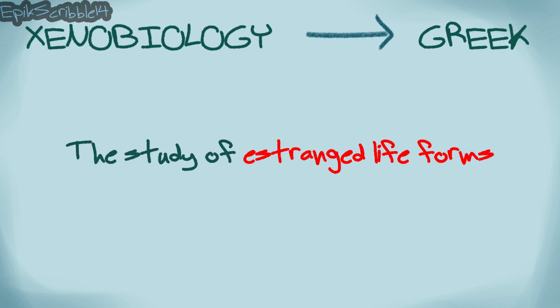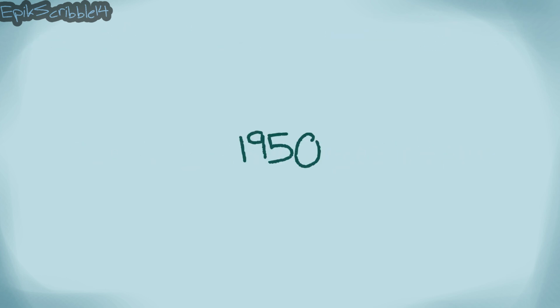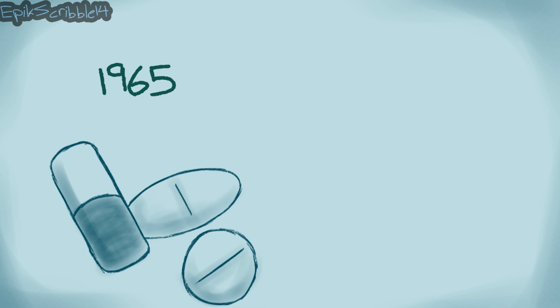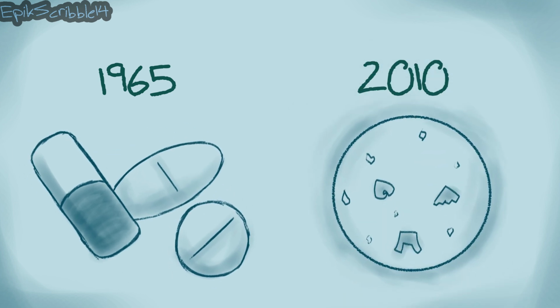Xenobiology translates from Greek as the study of foreign life, but more accurately, the study of estranged life forms. It was first mentioned in the 1950s by a man named Robert A. Heinlein concerning life from outer space. Then in 1965, they used it to describe drugs, and in 2010 for lab-grown organisms.